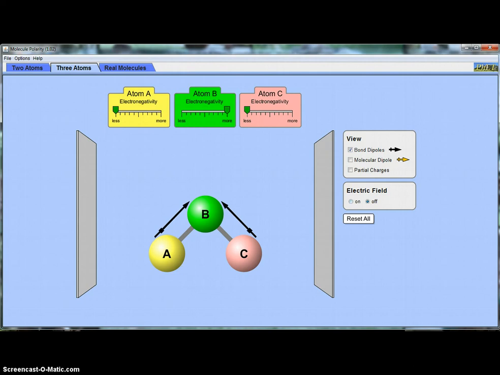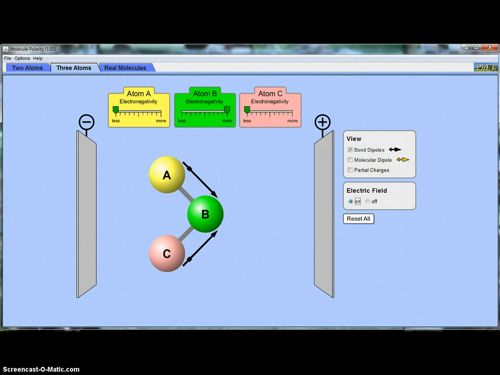If we turn the electric field on, we see that it rotates so that the positives are aligned with the negative side and the negative is aligned with the positive side.